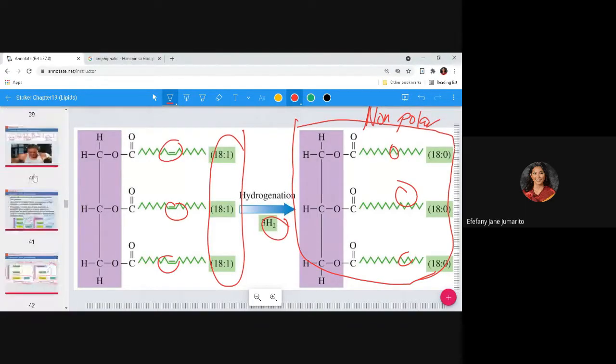Okay. So, again, what's the difference between phospholipid and triacylglycerol? Eman. The triacylglycerol, ma'am, is non-polar, then the phospholipids are polar. Okay. Yes, that's correct. It's one thing. What else?